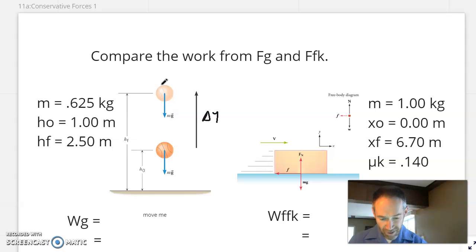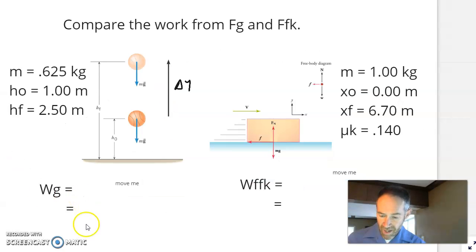On the right, I have a block that is sliding to the right, and friction is acting on it. I give you the mass of the block, the initial and final positions of the block, and the coefficient of kinetic friction. I'd like you to figure out the work that kinetic friction does. So stop the video here and do both of those calculations. See you in a second.